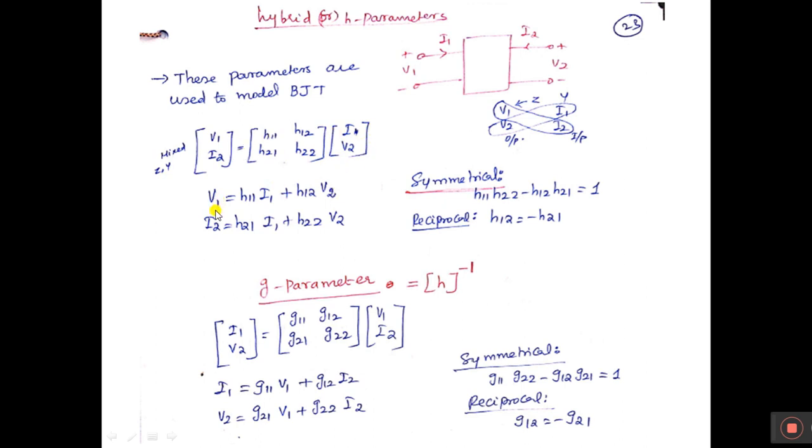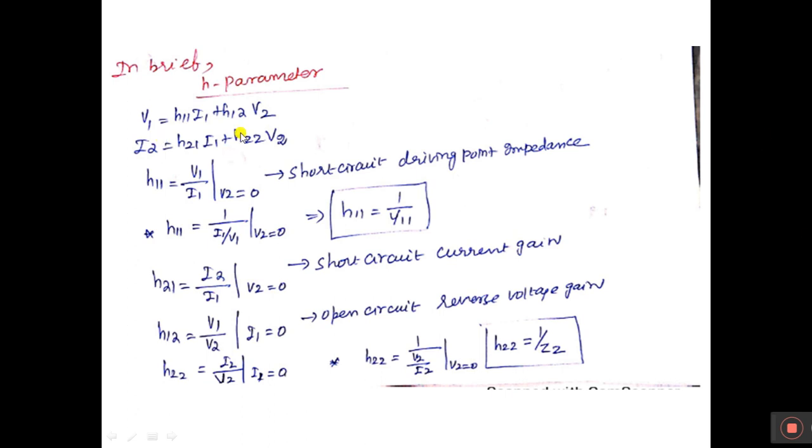If you write the equations: V1 equal to H11 I1 plus H12 V2, I2 equal to H21 I1 plus H22 V2. Right? So here, if we make V2 equal to 0, we will get H11 and H21. If you make I1 equal to 0, we will get H12, H22.